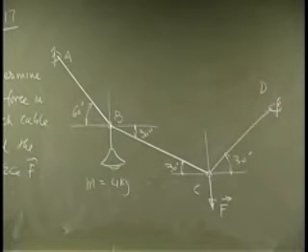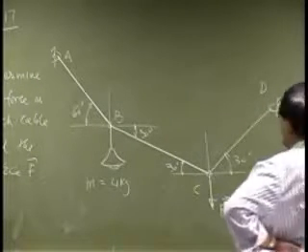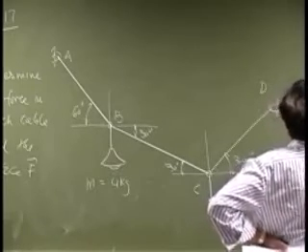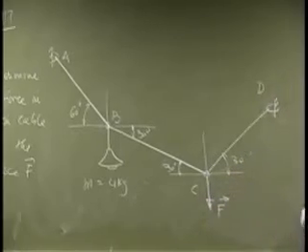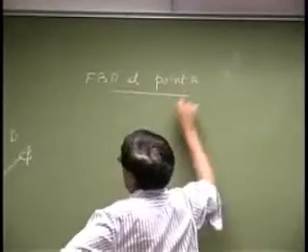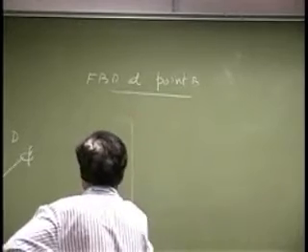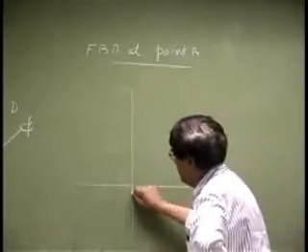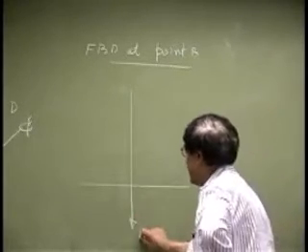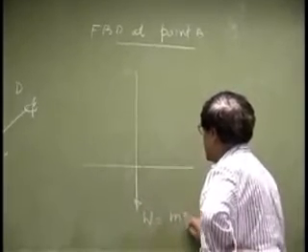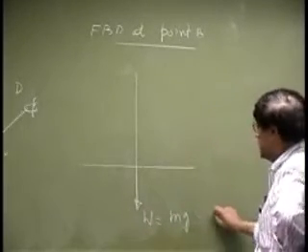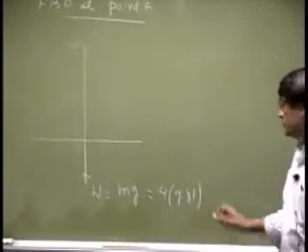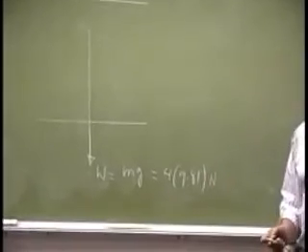So to do this problem, we need to draw two separate free-body diagrams. First, we need the free-body diagram at point B, and what you have at that point is the lamp. So the weight for the lamp will be mass times g, and that's going to be 4 times 9.81, and that's going to be in Newtons.